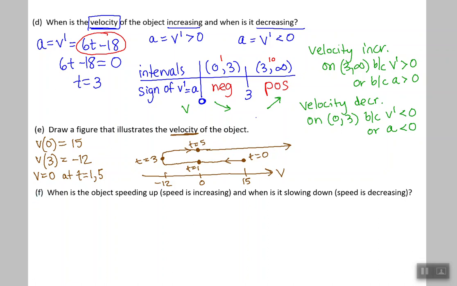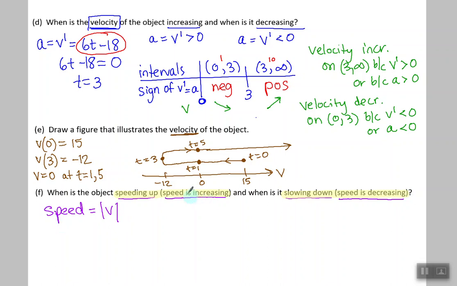Part F. When is the object speeding up, which means speed is increasing, and when is it slowing down, which means speed is decreasing? Again, I'm going to emphasize that speeding up means speed is increasing, and slowing down means speed is decreasing. It's important to note that speed is the absolute value of the velocity.